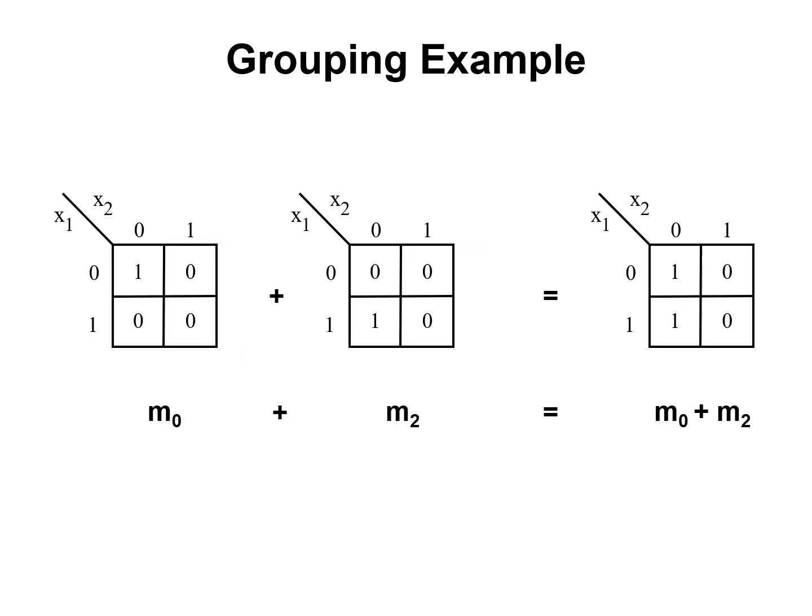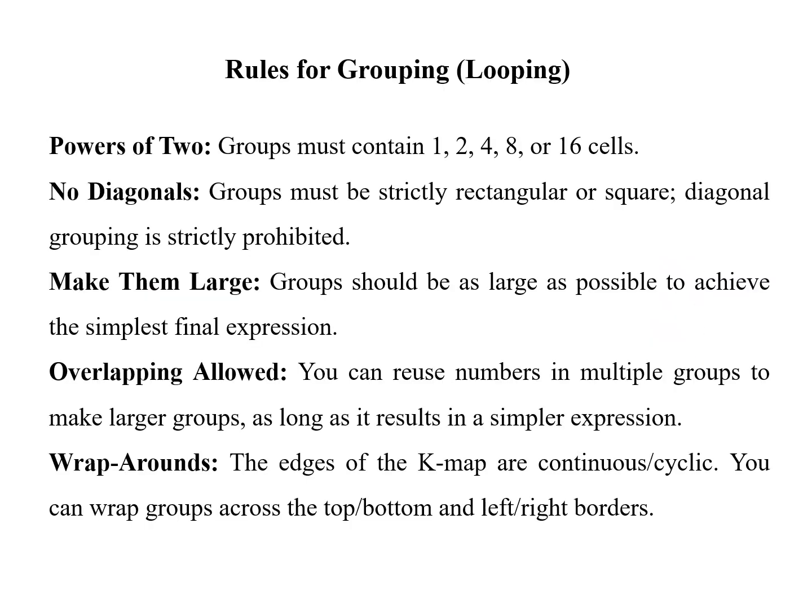Then, we are going to do the grouping. So, M0 plus M2 is equal to M0 plus M2. Next, you are going to form the pair. So, finally, we are going to group the values as M0 plus M2, and we are getting the value X2 bar. So, the common term in M0 and M2 is X2 bar. So, the final value is X2 bar. This is another example for grouping.